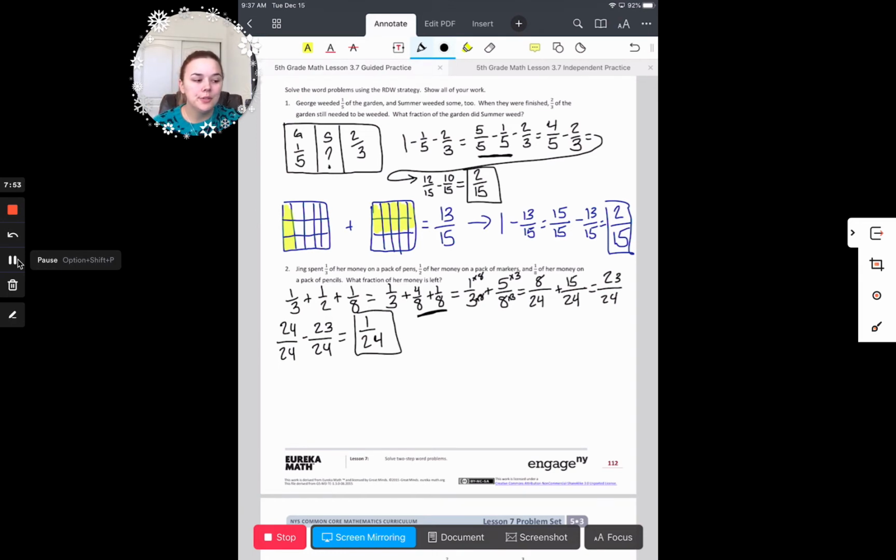We could also do this with pictures. The other way that we could do this is we can kind of subtract each of these things, or whatever she has left. So if she spent 1/3 of her money on a pack of pens, we can subtract 2/3 minus 1/2. We can do it that way. So there's kind of different ways that we can solve these problems. This is just one way.